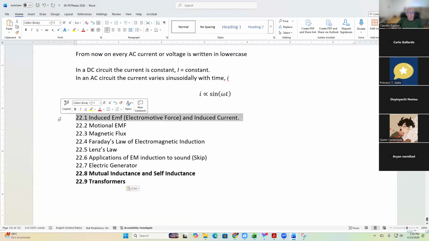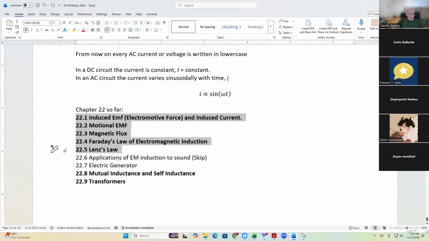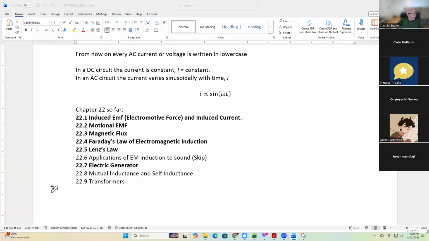We did motional EMF, magnetic flux, and Lenz's law, we covered that as well. We are skipping this chapter here, and we covered the electric generator. Okay, we're almost over with that. And now we have two more sections to cover.